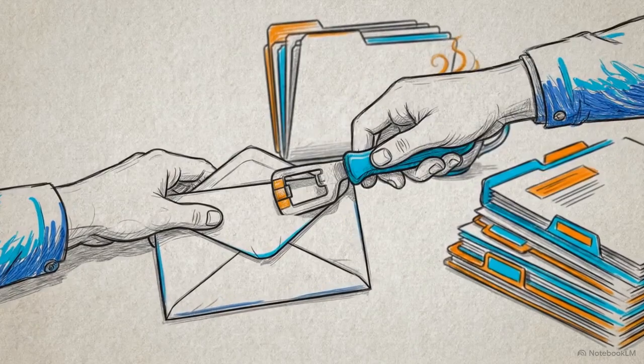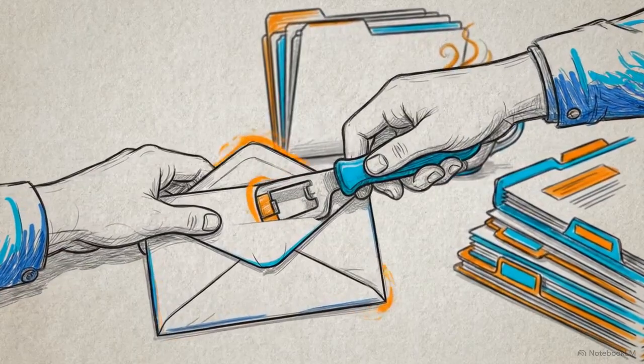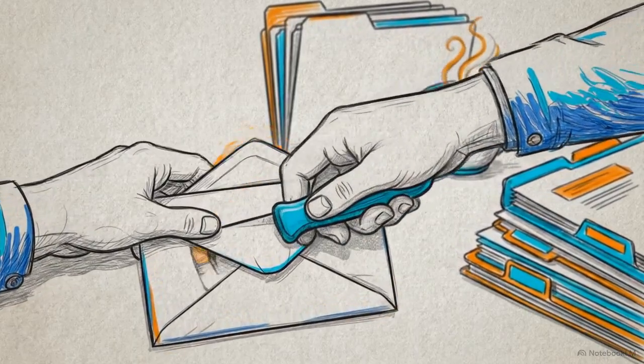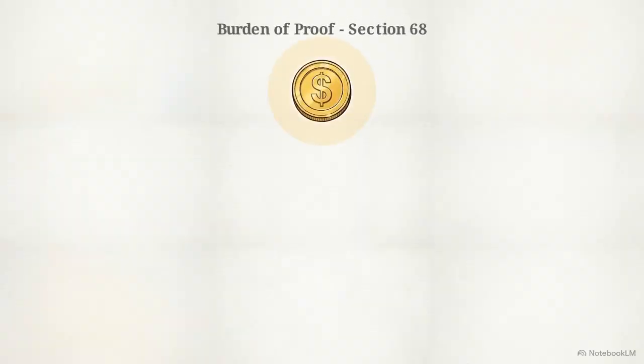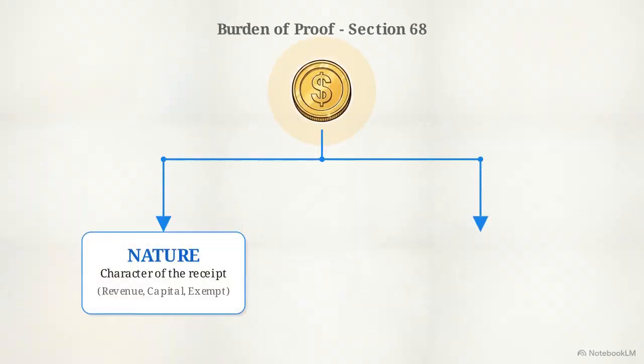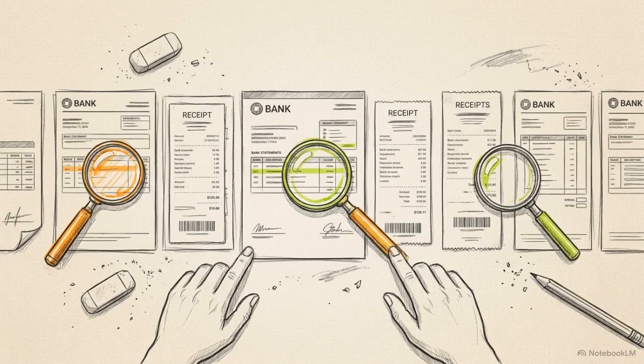Receiving this notice does not mean a penalty is finalized. It is a procedural requirement initiating a detailed verification of specific items in your return. The tax department evaluates each deposit based on its specific nature and source, requiring the taxpayer to substantiate the origin of the funds before any tax liability is determined.